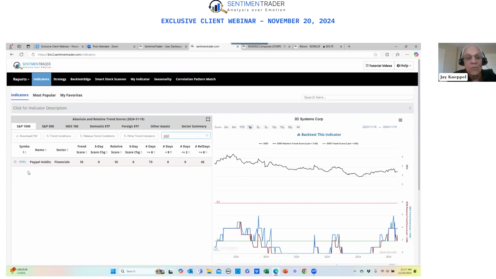Plus, the other reason for using these kinds of tools is we all have to decide what to buy and sell. In other words, we can't buy every stock, so we have to allocate, and going with strength is a really powerful tool.